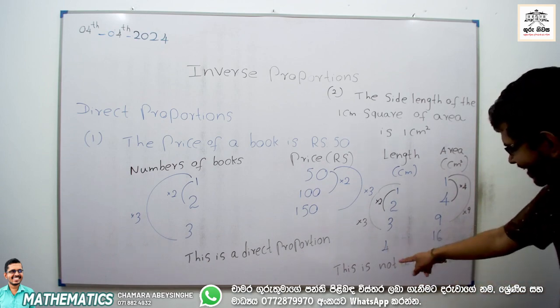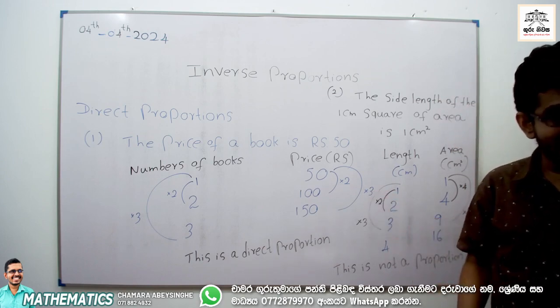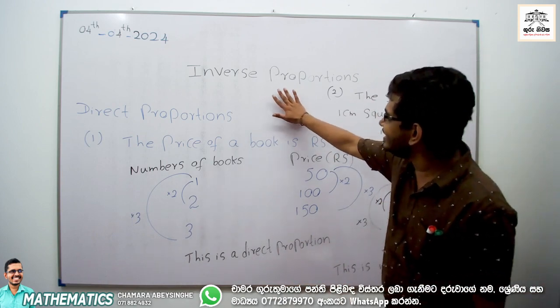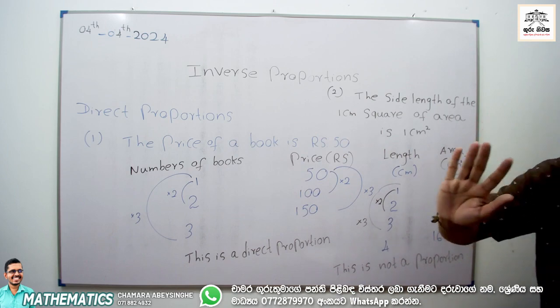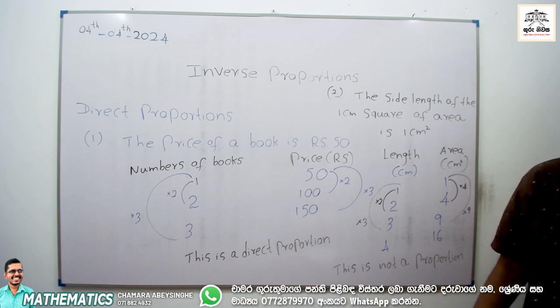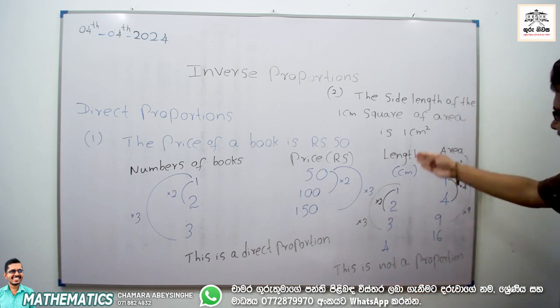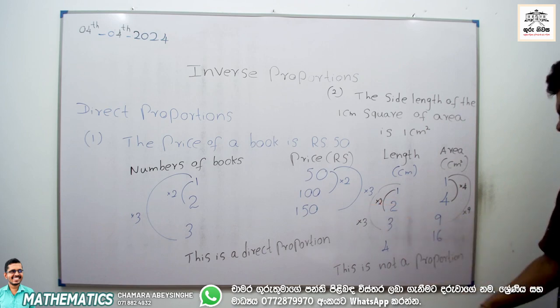When I wrote this is not a proportion, it is because there are two kinds of proportion. One is direct proportion, the other is inverse proportion. And this example we can't take as either direct or inverse. That's why I wrote this is not a proportion. Okay, now you can write.